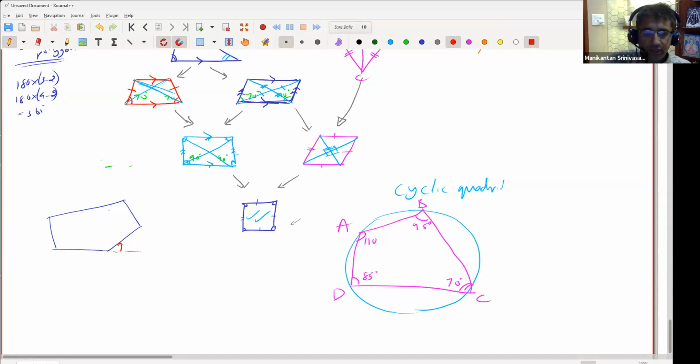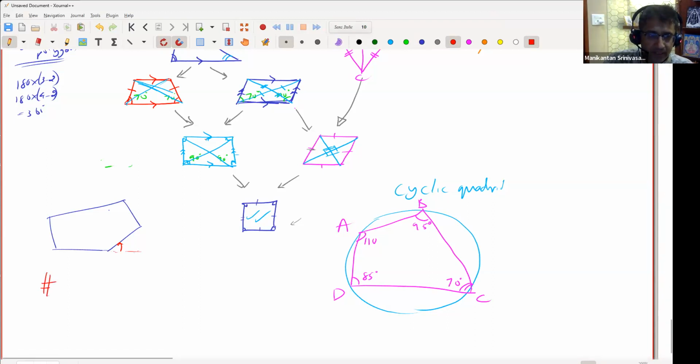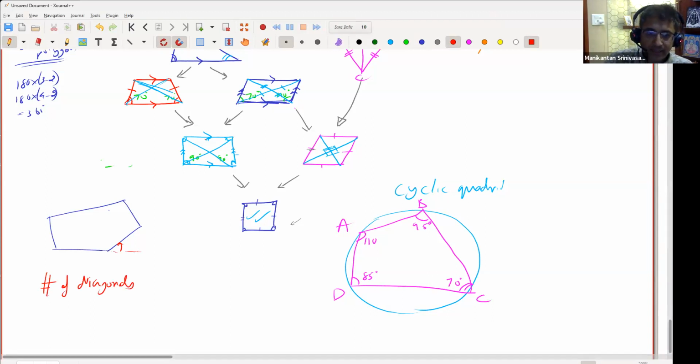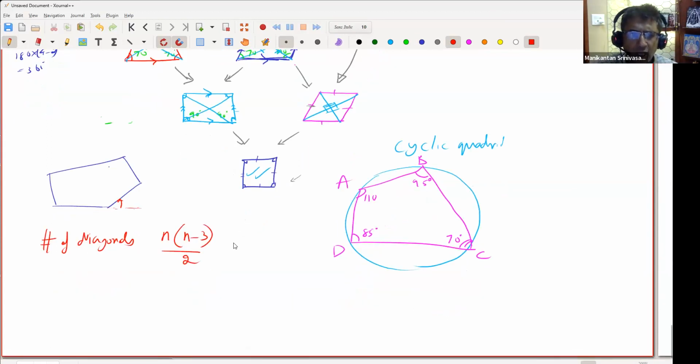Okay. And the other important property is diagonals. The number of diagonals in an n-sided polygon would be n into n minus 3 upon 2. Where is this coming from? Well, let's say I have an n-sided polygon. Let's take this pentagon itself, A, B, C, D, E. I'm saying the number of diagonals for this is 5 into 5 minus 3 upon 2.